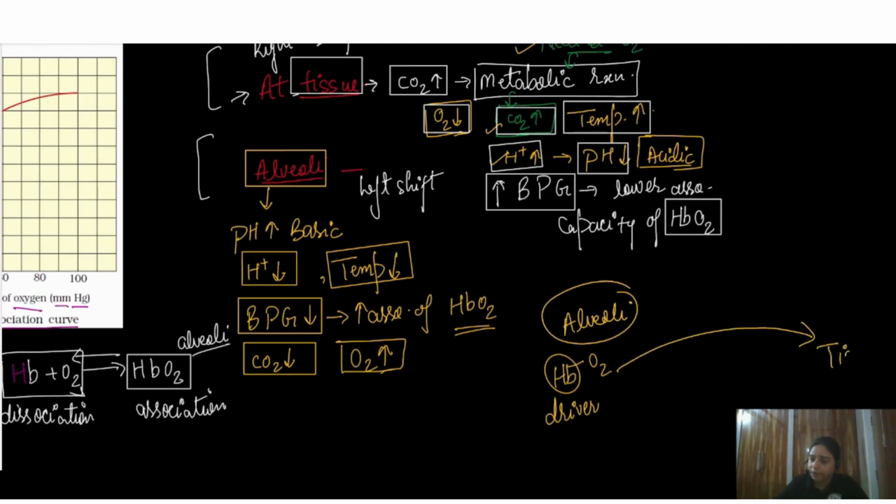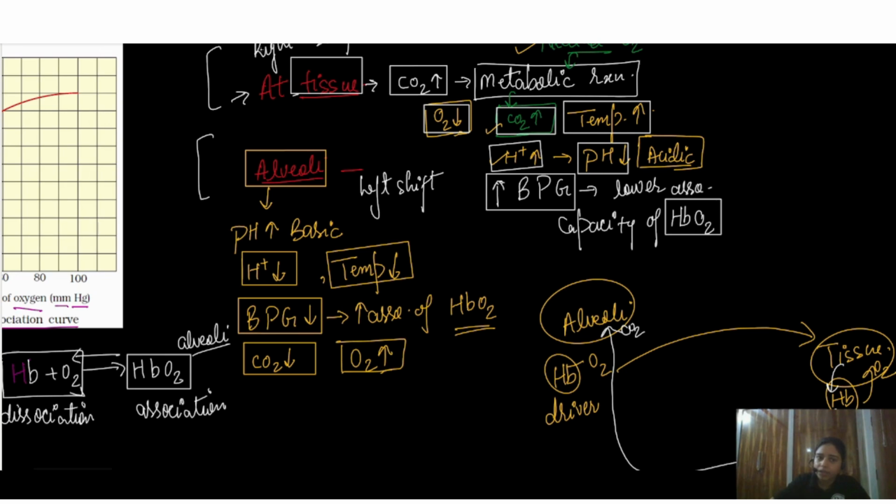tissues via the blood. In the RBC it is all happening. This Hb will drop the O2, giving the O2 to the tissues, and in return it will take the CO2. Then again it will go to the alveoli, drop the CO2, and in return take the O2. So CO2 it is dropping and O2 it is taking. This is what is going to happen between the alveoli and the tissues.